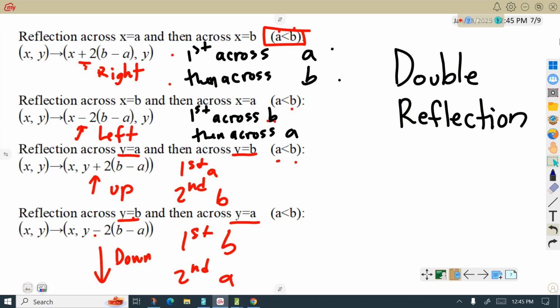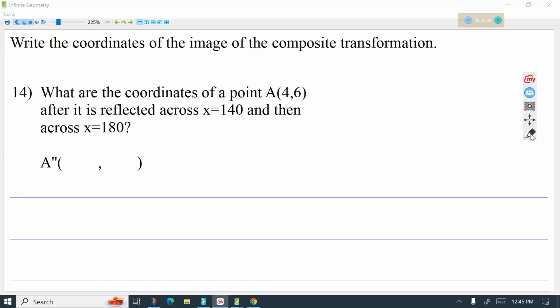Okay, is this one going in the correct order? Are we going first across A and then across B? That's what you want to try to identify. All right, so it looks like we're going first across A and then across B. We're going in this order, right? We did the littler one first.